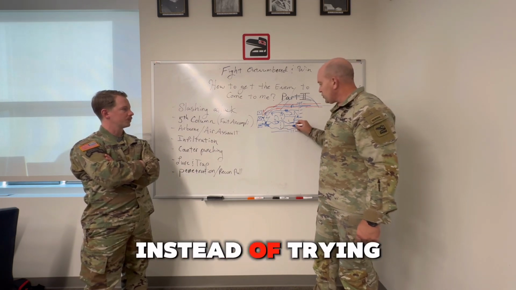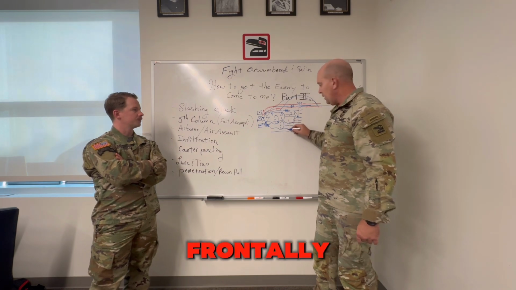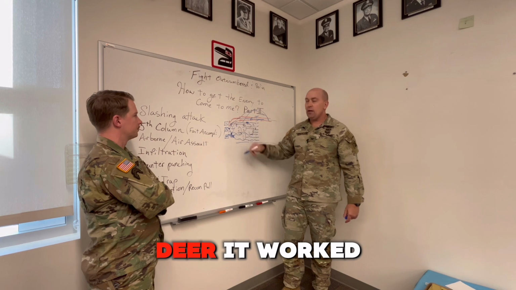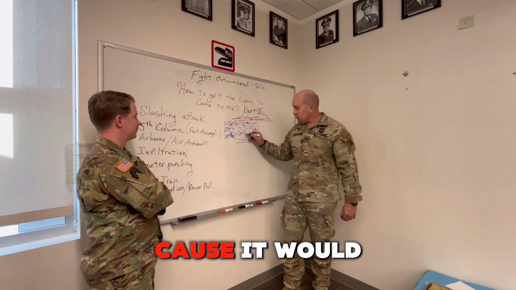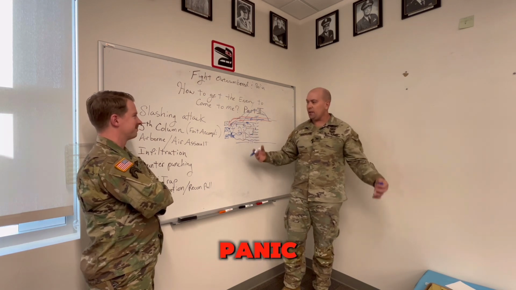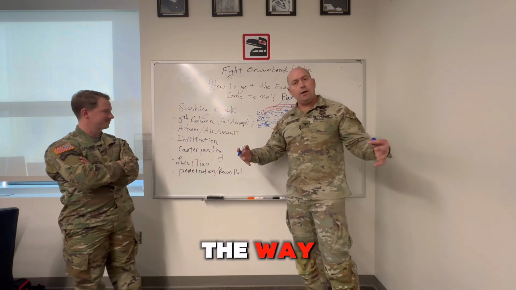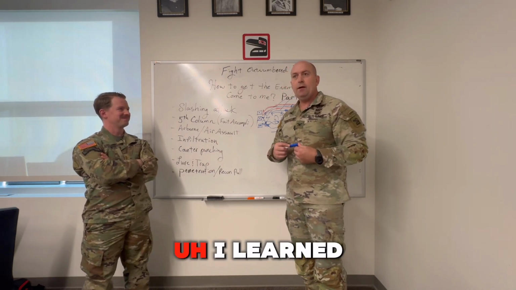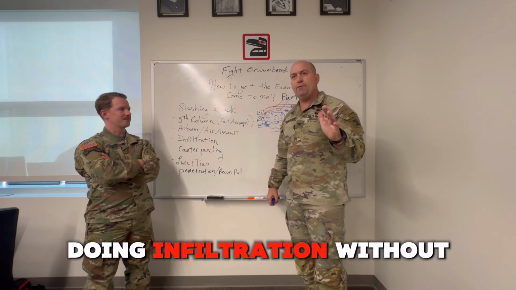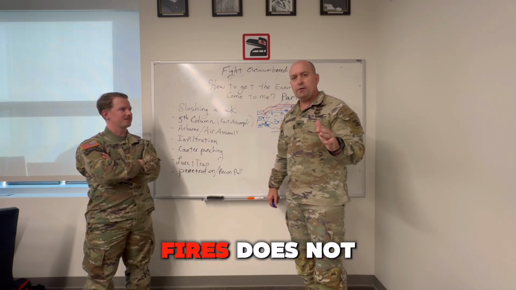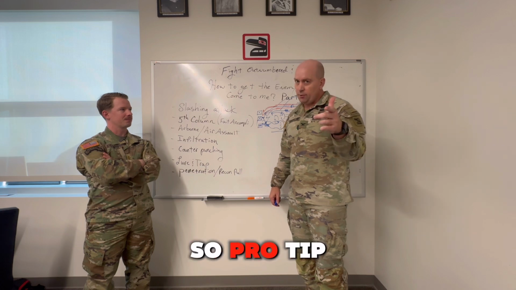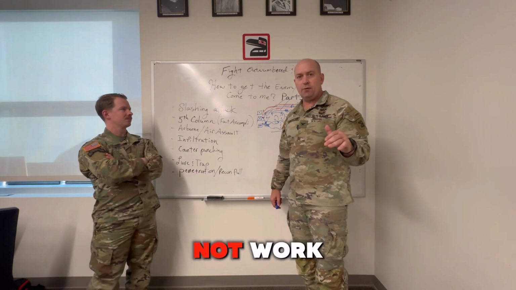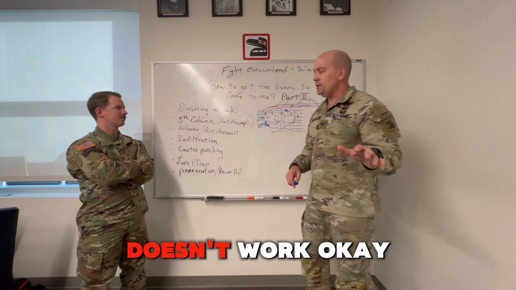Instead of trying to attack the enemy positions frontally, they would bypass in small teams to get what's most dear. It worked really well because it would turn out their defenses and cause panic. So infiltration. By the way, I tried an infiltration at NTC one time, failed miserably. I learned right there, doing an infiltration without fires does not work. So pro tip, trying to infiltrate without suppressive fires does not work. You can try it. I already did. Doesn't work.